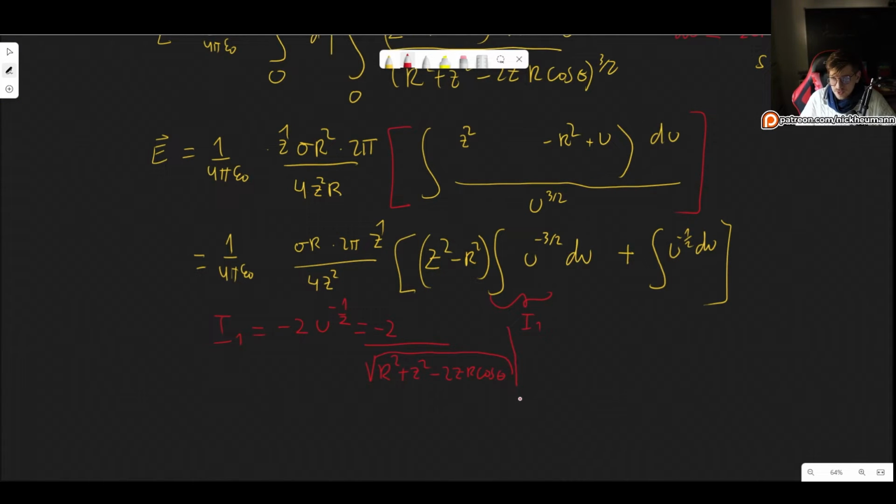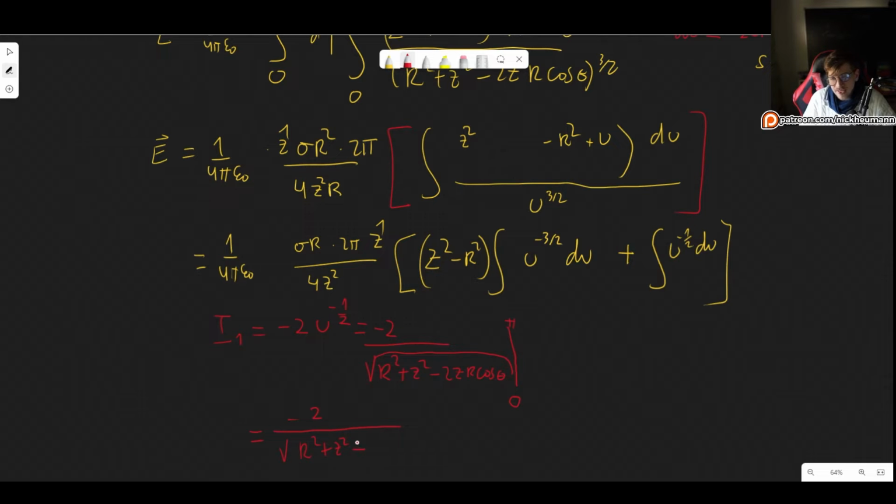Okay. So now, of course, we still need to evaluate between our endpoints. Now, our endpoints are 0 and pi. So that is the first integral, okay? So, of course, we need to evaluate the endpoints, as I said. So we get minus 2 divided by, and now let's evaluate at the first one. So this is at the first one. So we get r squared plus z squared minus 2zr cosine of pi.